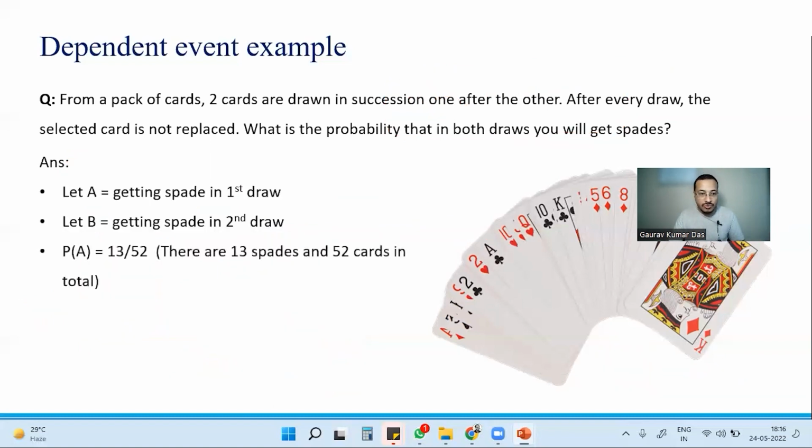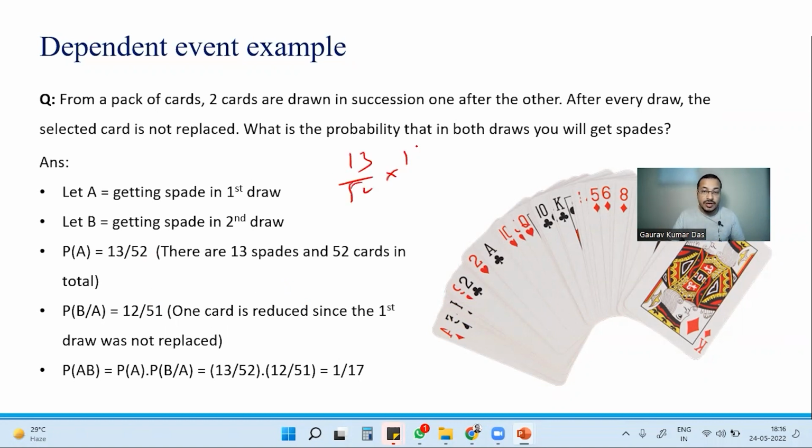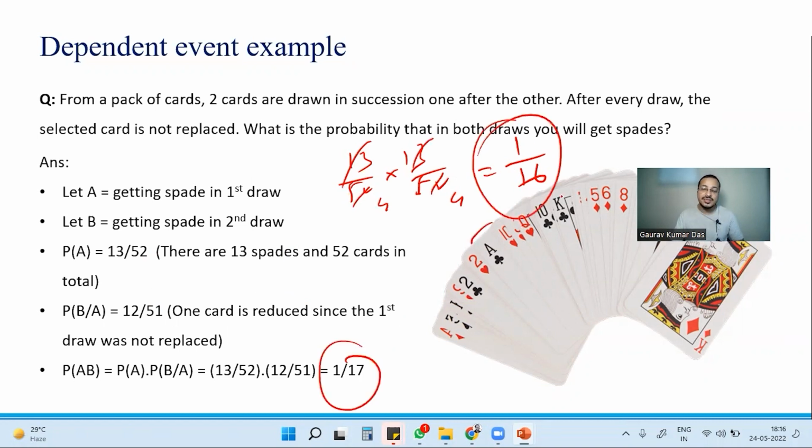Okay, so 13/52 for event A, 12/51 for event B, because one card has been reduced. And I'm writing it as P of B such that A has happened because there's a condition attached to it. And that's why we'll get 1/17, right? And if it would have been an independent event, it would have been 13/52 into 13/52, which would have been 1/16. So 1 by 17 is less than 1 by 16.